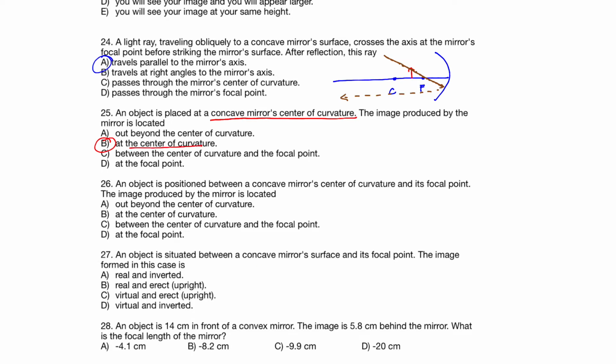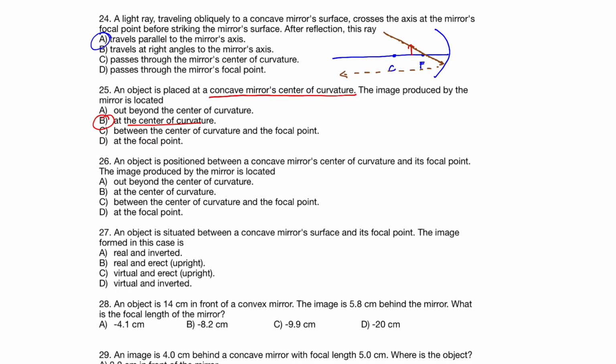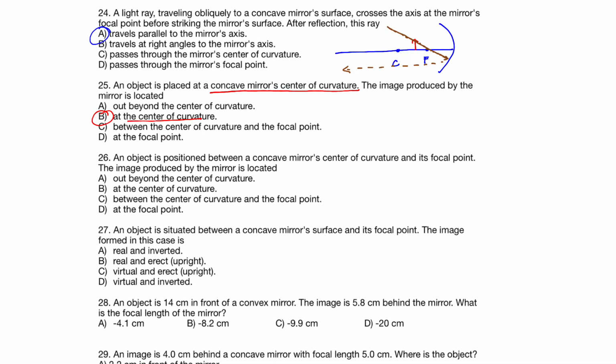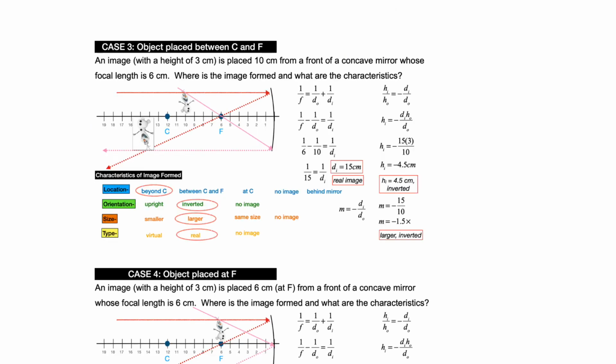Next, number 26. An object is positioned between a concave mirror center of curvature and its focal point. The image produced by the mirror here is... Now, let's try to look at the case for number 26. So, for this case, when you place the object between C and F, you're going to be forming beyond C, inverted, but it is larger, and the real image.